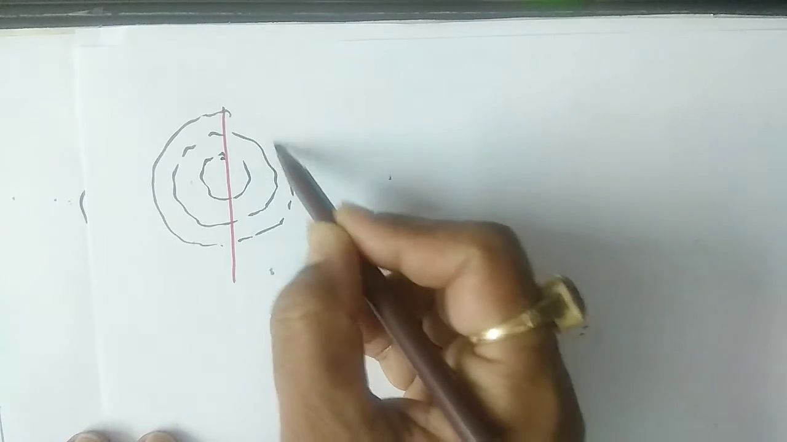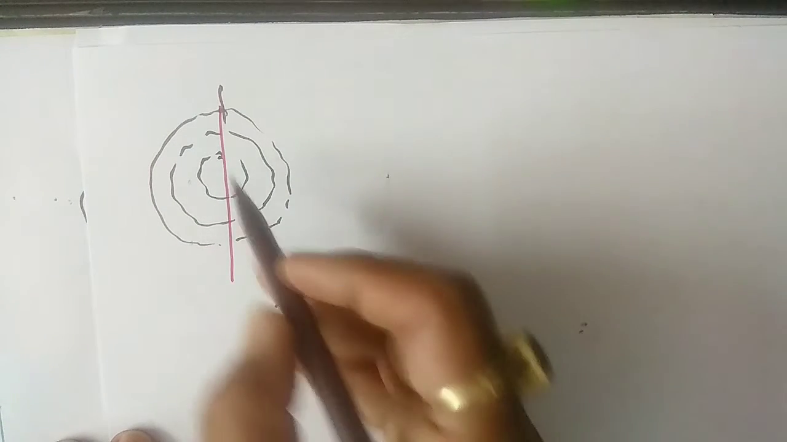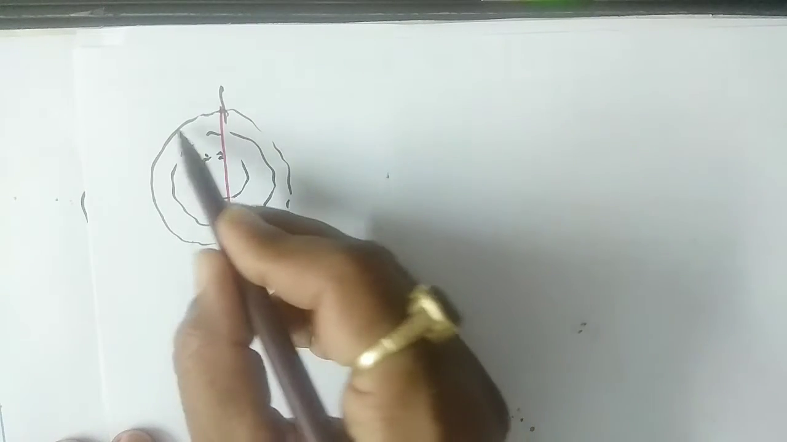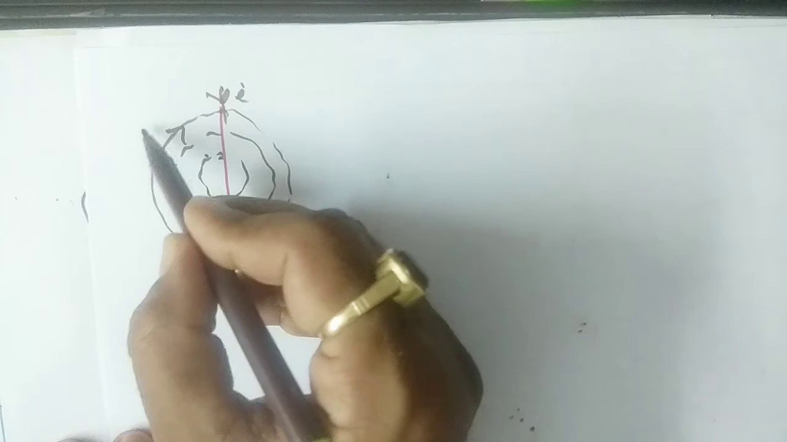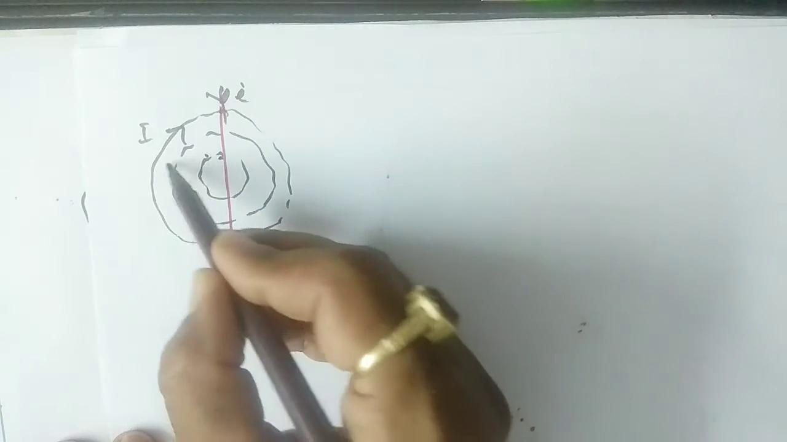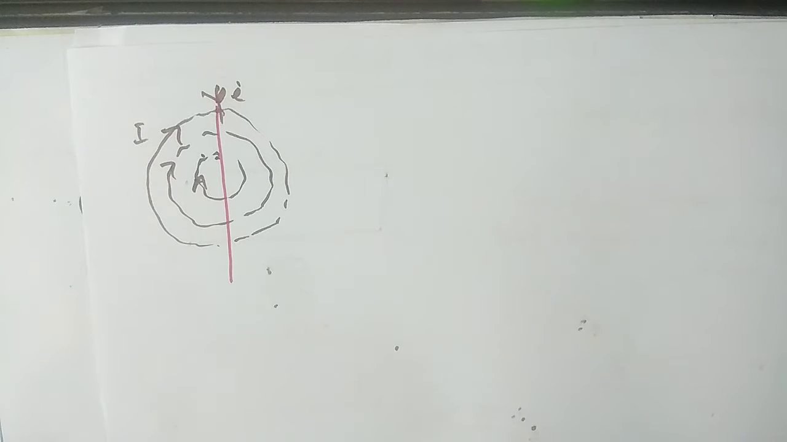Magnetic field lines will get this type of pattern. It shows the magnetic field. So the magnetic field is always circular. Suppose this is the current I, so you'll get the direction of the field like this. And it will follow a specific rule.